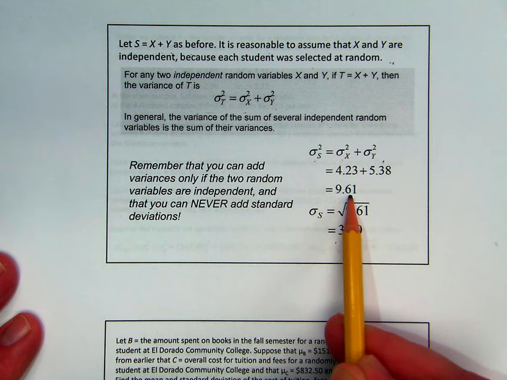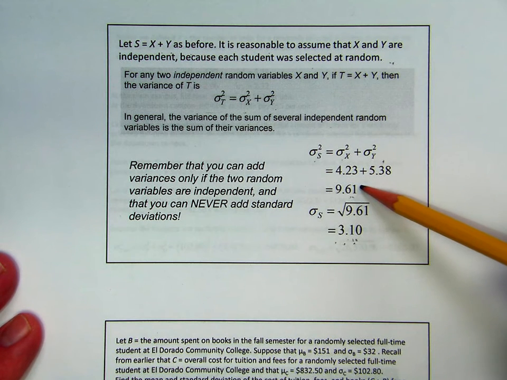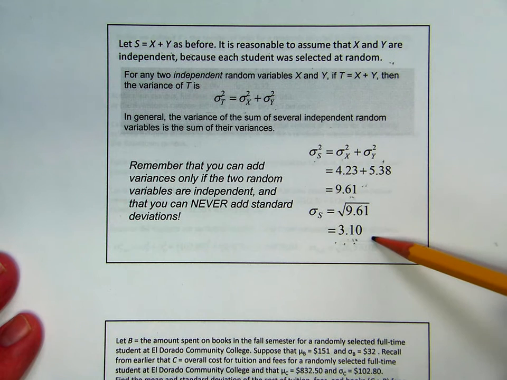So although the 9.961 as the variance for the sum of two variables doesn't tell us a whole lot, we need to get that in order to get the standard deviation.